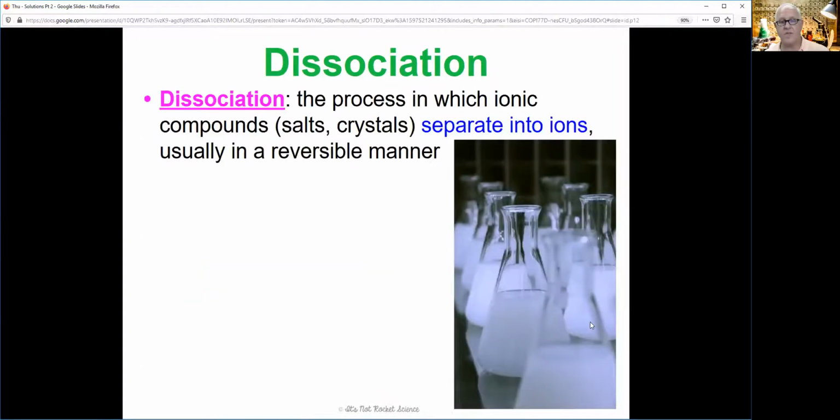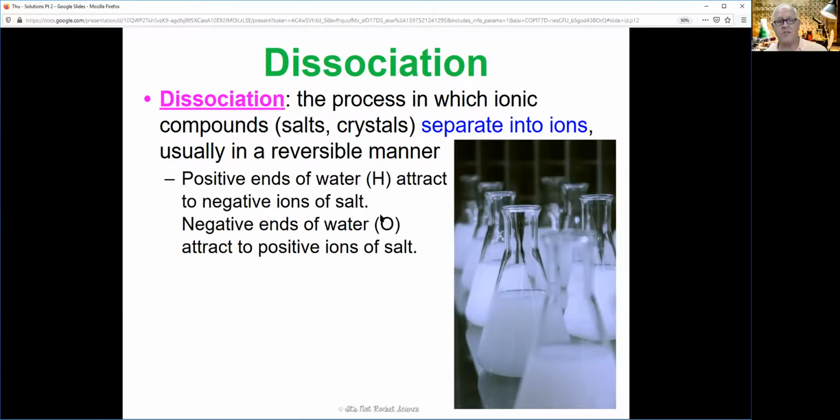Now, dissociation is another vocabulary word for you. It is the process in which ionic compounds, also known as salts and crystals, separate into ions, usually in a reversible manner. And when we get into chemical compounds a little bit later, this will be a little bit more clear for you when we start looking at the ionic and the covalent compounds.